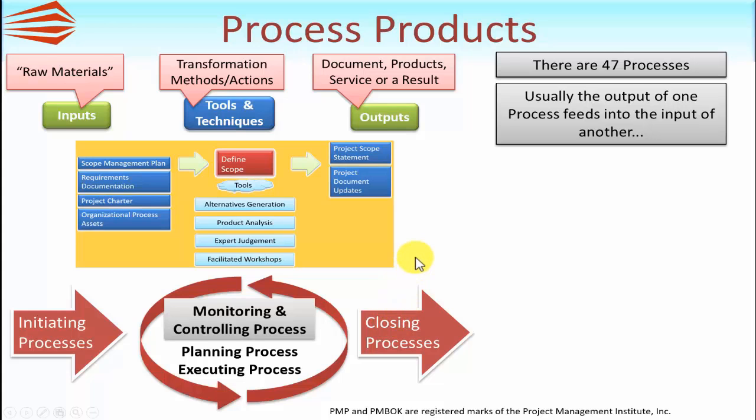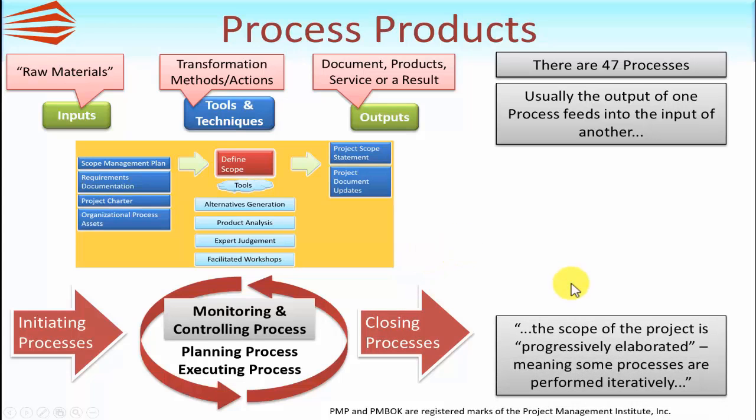But first, I want to make you clear that the scope of the project is indeed progressively elaborated, much like I've suggested here. For example, the project management plan contains many different documents within it, and these will all be progressively elaborated as a result of executing the processes and monitoring and controlling the process, and by virtue of monitoring and controlling it, updating the plans as you go. This is a term called progressive elaboration, and as you can see, what it means is that some processes are indeed performed iteratively.